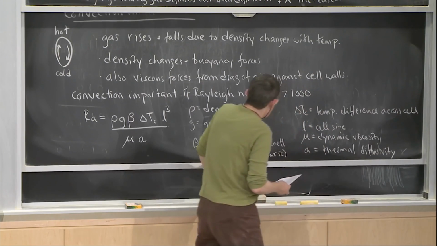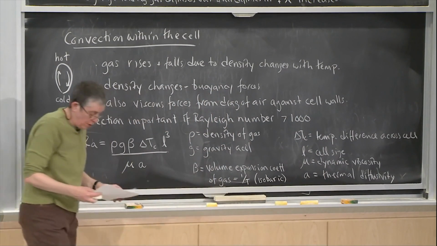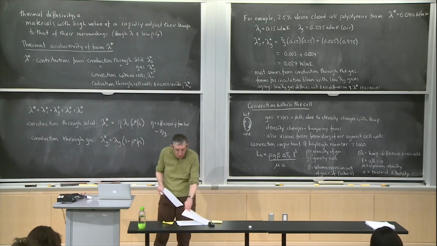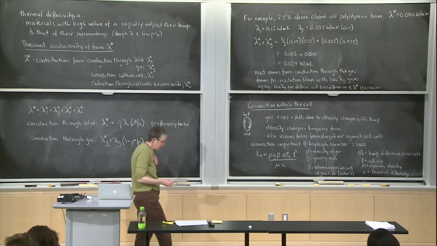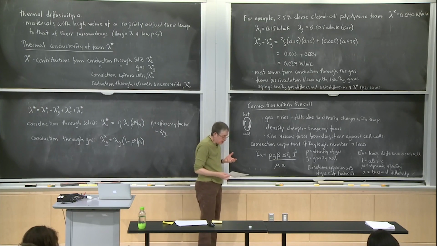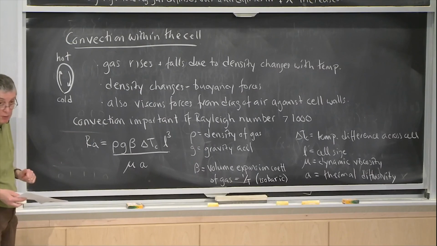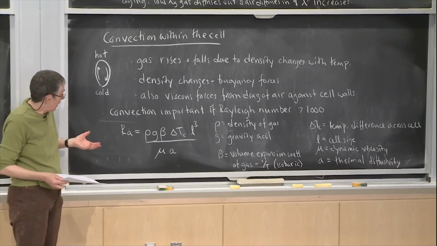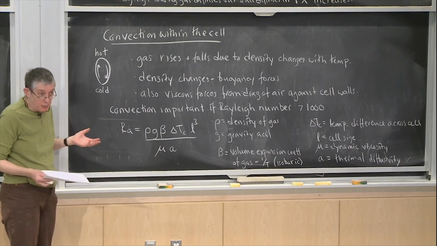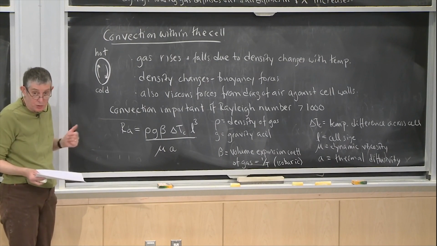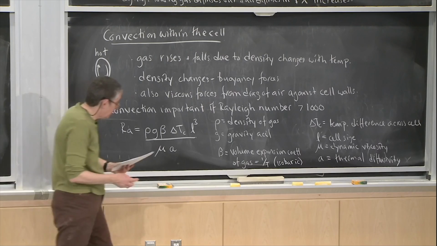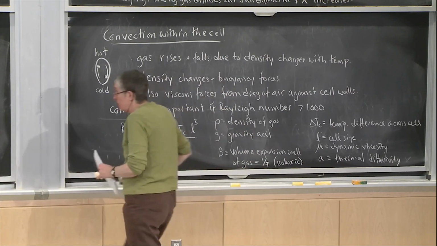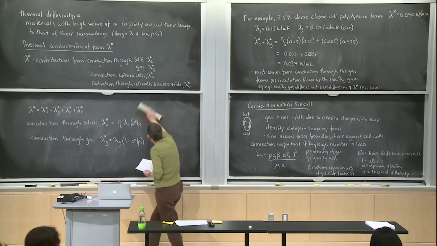So what I'm going to do is just work out, for a typical example, how big of a cell size do you need to get this Rayleigh number to be 1,000? And we're going to see that typically that cell size is big. It's like 20 millimeters. So in most foams, the convection really isn't very important at all. So typically people don't worry about convection. But let me just show you how that works.